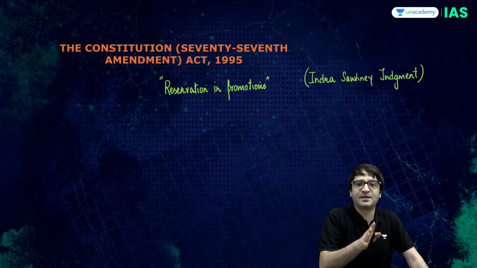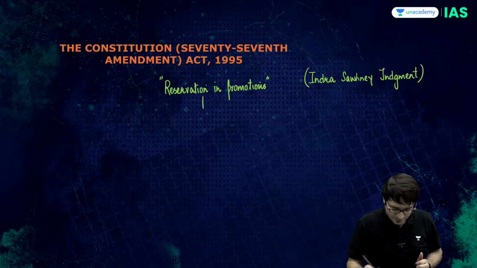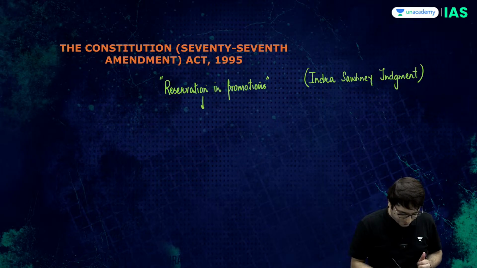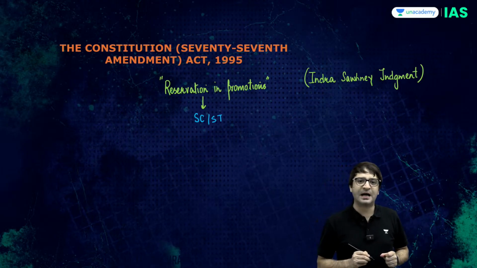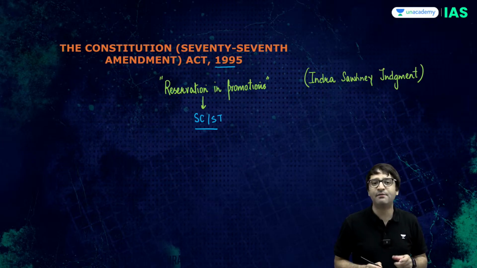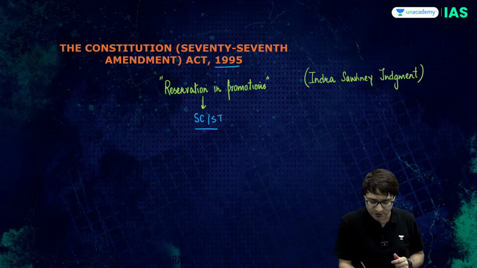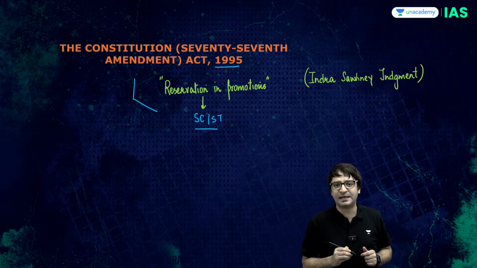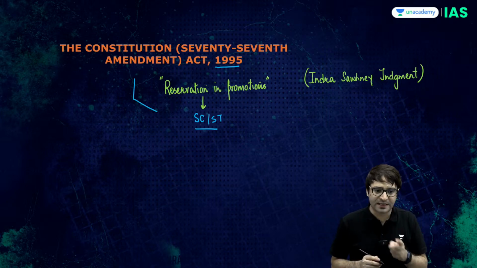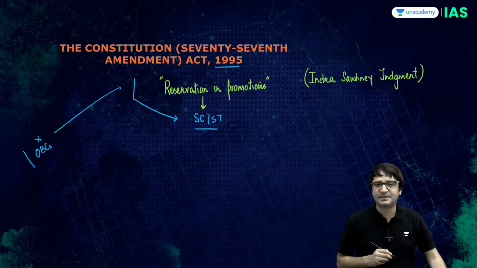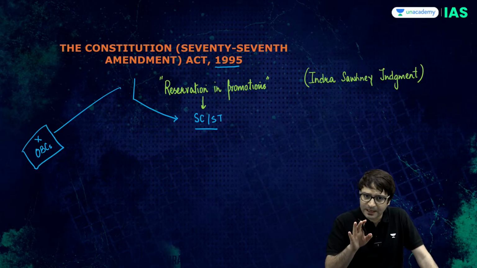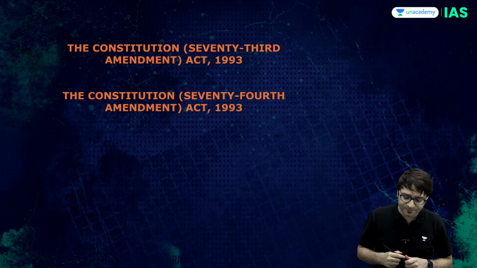And to provide for reservation in promotion, for whom? For the members belonging to the SC and ST community, the 77th Constitutional Amendment Act was enacted in the year 1995 to provide for reservation in promotion for the members belonging to the SC and ST community. But there is no reservation in promotion for OBCs. That's something that you will have to keep in mind. Is that clear? Let's look at something else.